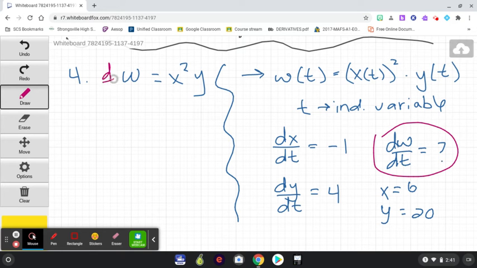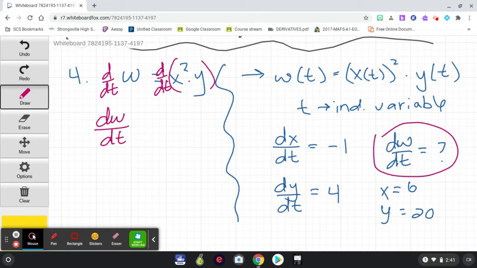What that means is that I need to take the derivative of each of these functions. I'm going to group them together because they're being multiplied. I'm going to take the derivative with respect to t of each of these functions. So the derivative of w with respect to t is dw/dt. By the way, that's the same as saying w prime, so you can write it either way. Now I have to take the derivative of x and y with respect to t, but this is a product, so I get to do the product rule.